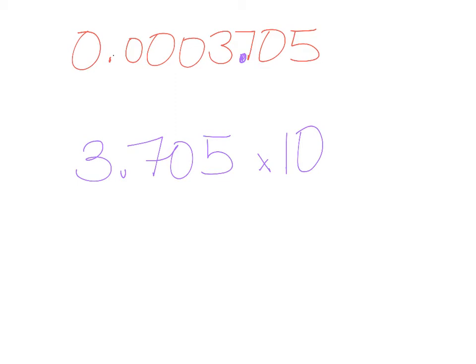Now, I'm still going to count how many times I move the decimal. So I'm moving it 1, 2, 3, 4. Instead of making it a positive 4, I'm going to put to the negative 4. And the reason for that is because the number I'm starting with is less than 1. So I know that my exponent has to be smaller than that, and so it's going to be to the negative 4.